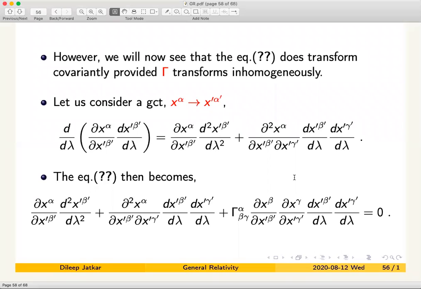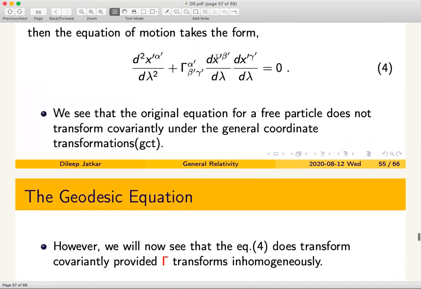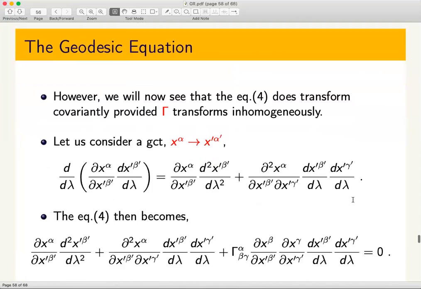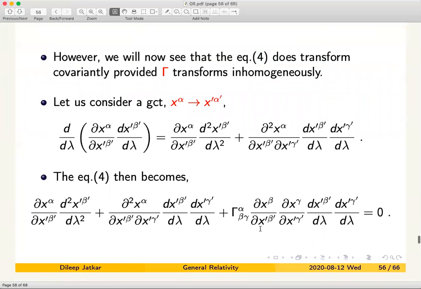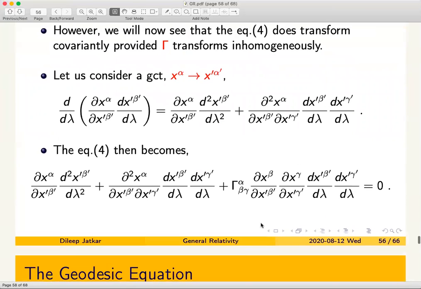So you get an expression like this. And it is still correcting. Okay, so this is what you should get. I'm just copying this from here to here. And gamma alpha beta gamma I keep as it is, and just use the chain rule to write down dx beta by d lambda and dx gamma by d lambda in terms of dx prime beta prime and dx prime gamma prime. So this is a chain rule expression. That is what would happen.